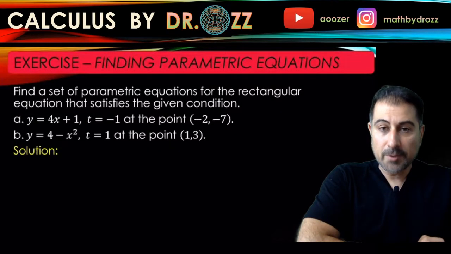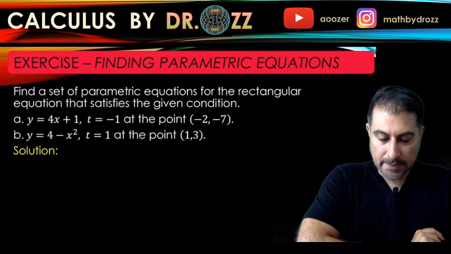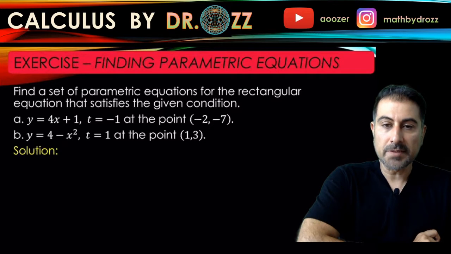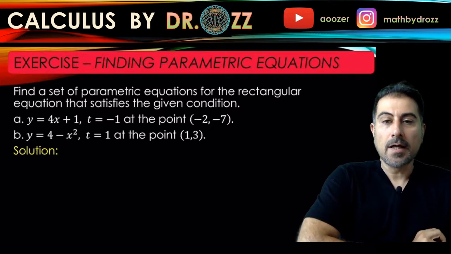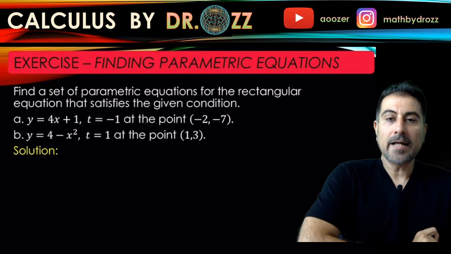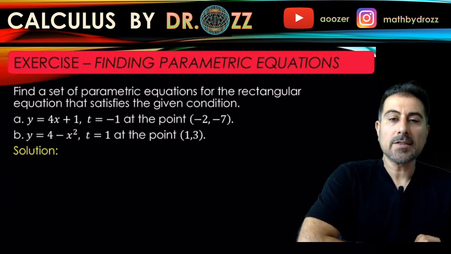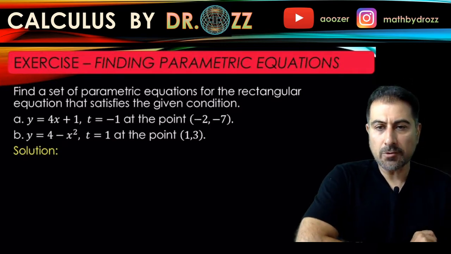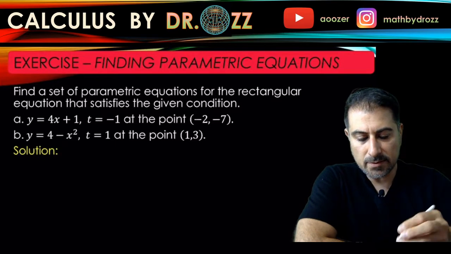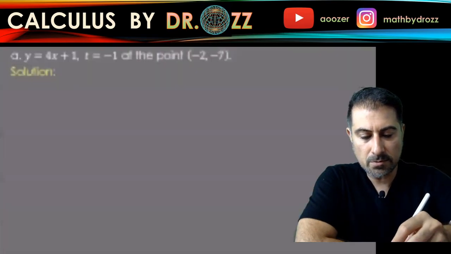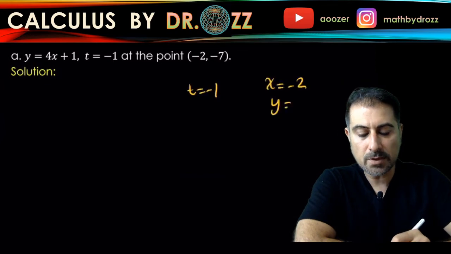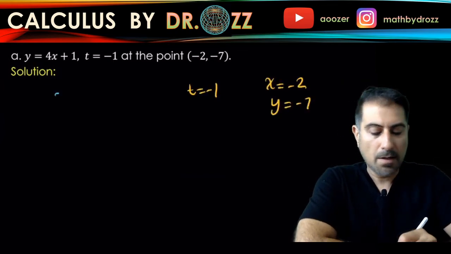All right, this time we're trying to get the parametric equations from the given rectangular equation, but we want the parameterization very specific, in a way that when t equals -1, we want x to be -2 and y to be -7 for part A. And we are given the line y equals 4x plus 1. One way to handle this is, since t equals -1 must spit out x equals -2 and y equals -7, why don't we choose x to be t minus 1, right?